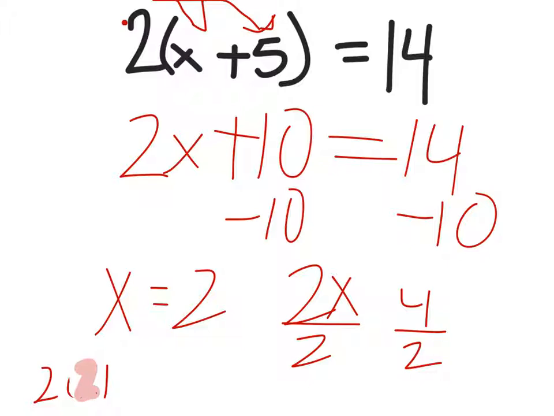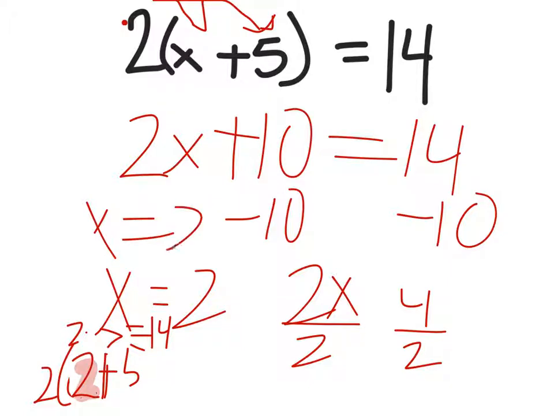Put 2 plus 5, and then that's 7 times 2 equals 14, so it's correct. Bam. Everyone see how we verified that?